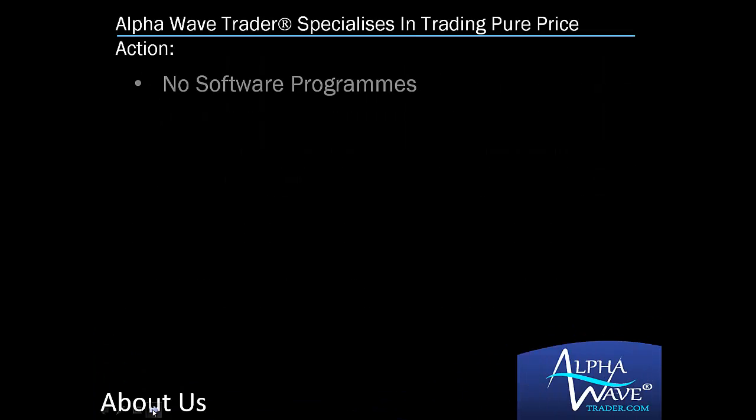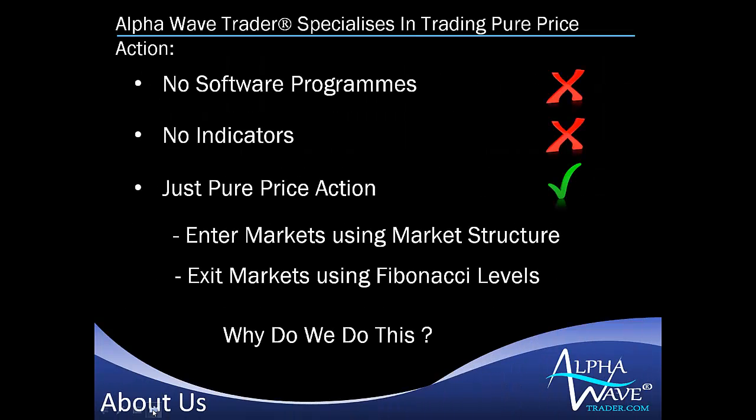So, what makes the Alpha Wave Trader method so different? There are no software programs used whatsoever. There are no indicators of any kind. Just pure price action. Each and every trade is taken using market structure and exiting at Fibonacci levels.